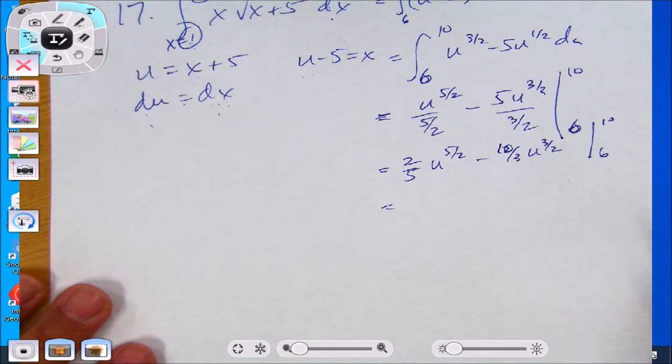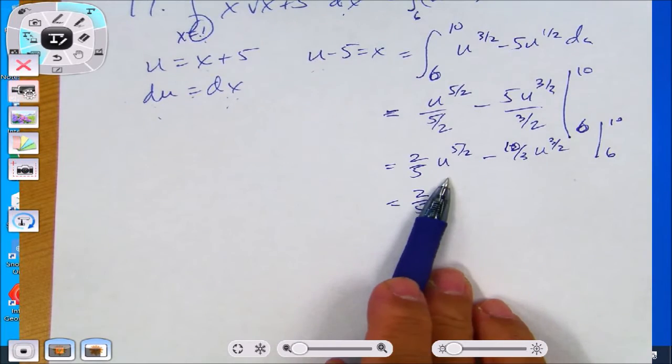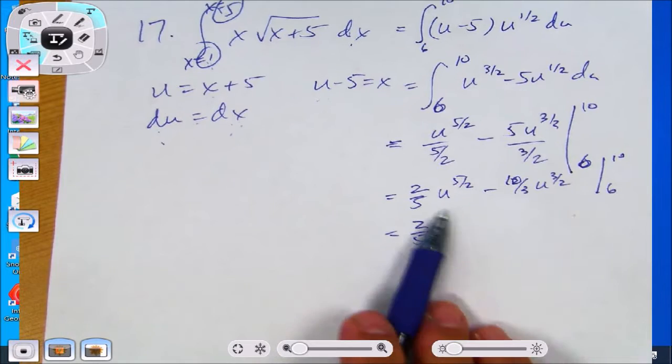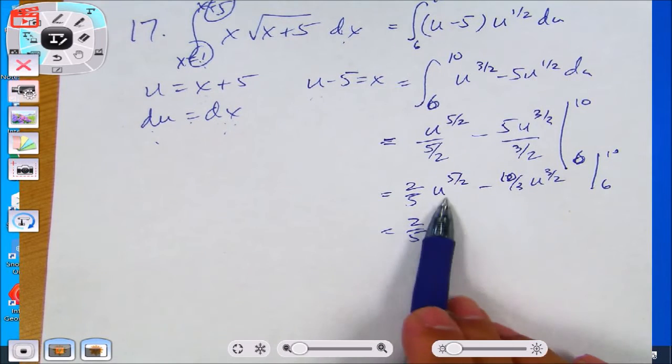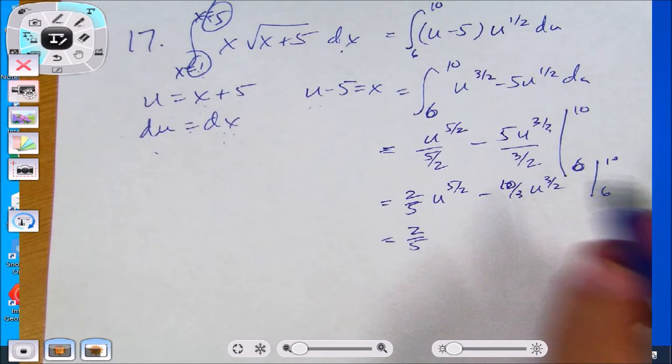Don't you have to plug in like x plus 5? No. So the question is, do I have to go back to x values? I do not, because I have the u values, so I can just plug in those numbers. I do not have to go back to x plus 5. So I just plug in the 10 and the 6.